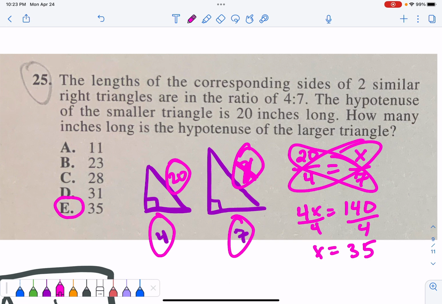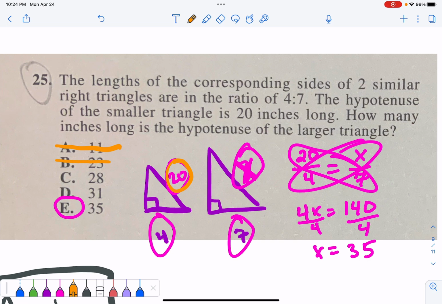There we go, 35. Now I know I can cross off this one at least. If the hypotenuse of the smaller one is 20, then the hypotenuse of the larger one cannot be 11. That's not going to happen. So you can cross that one off. 23, even though it's bigger than 20, is not a big number in comparison, so that's probably not going to be true.